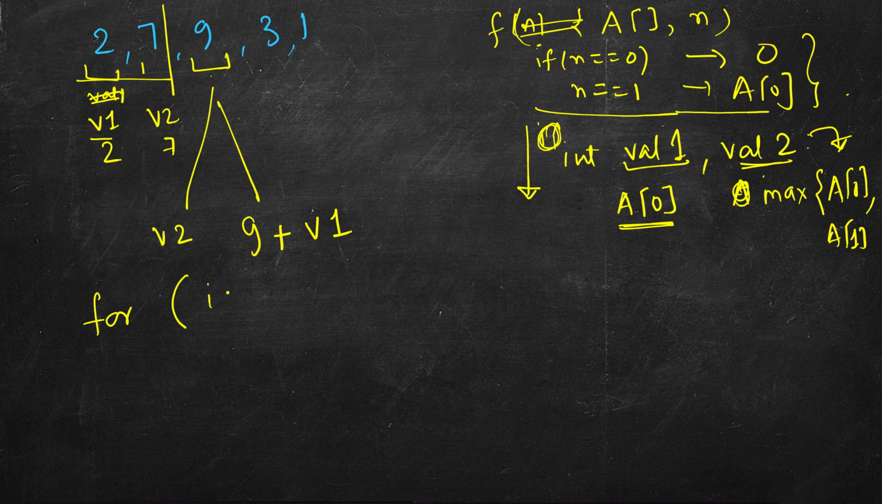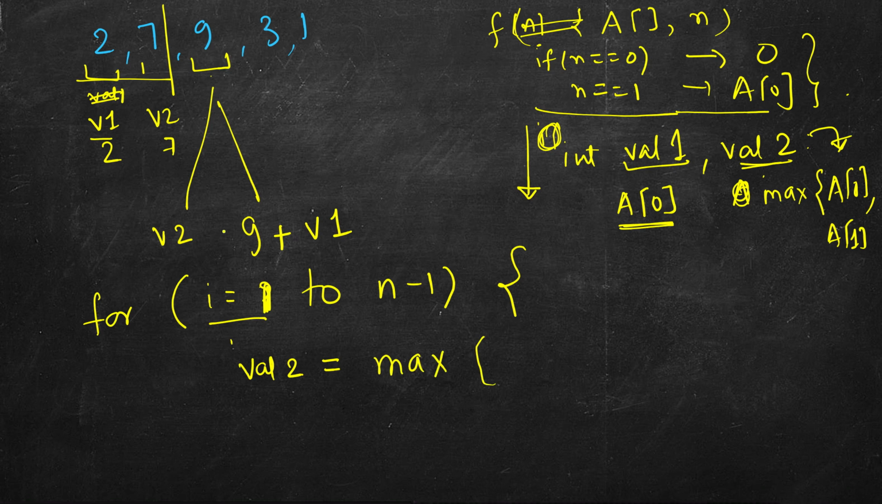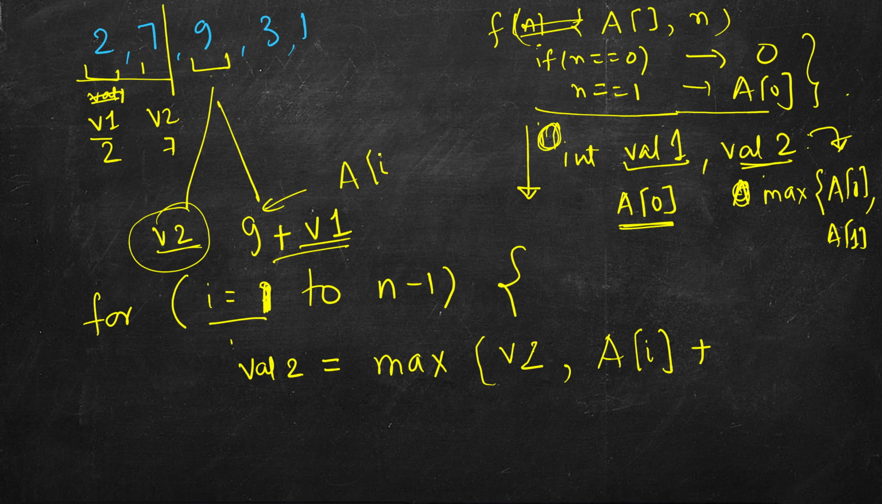So for i equal to 1, this is 0 and 1. So this is the second element, i equal to 1 to n minus 1. So what we will do, val2 is the latest, so this will be max of val2 and ai, current element, plus val1. This 9 is nothing but ai, the current element.